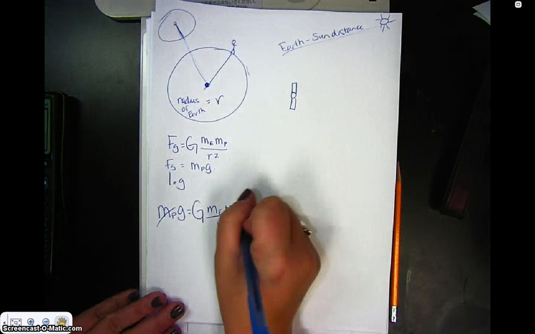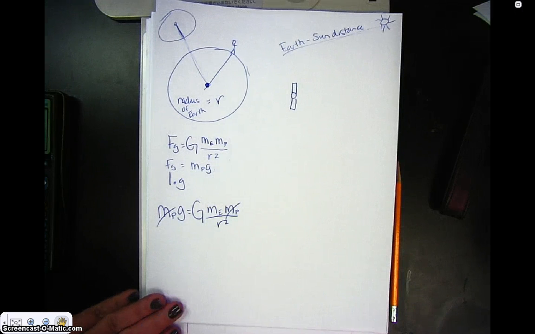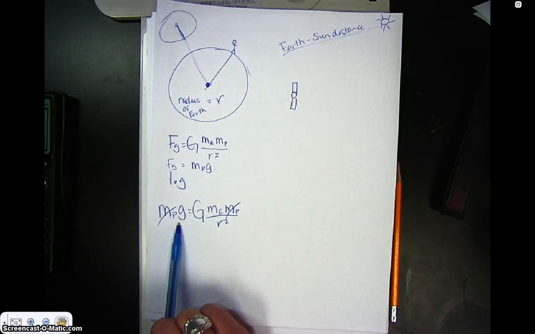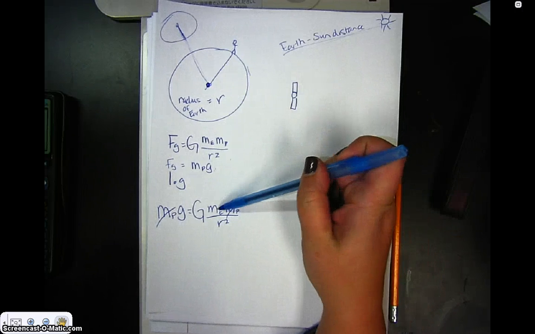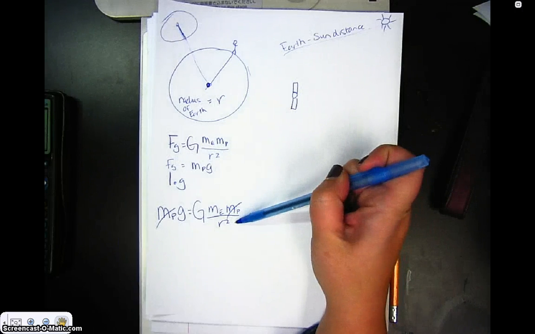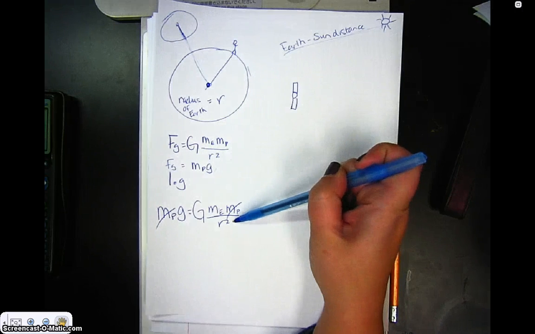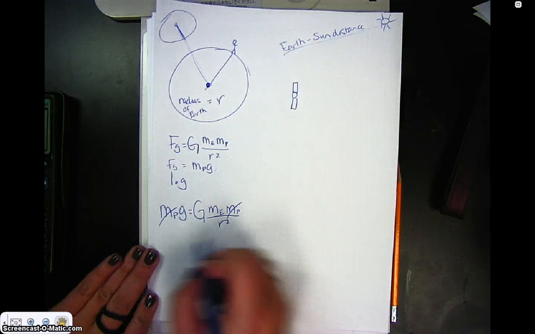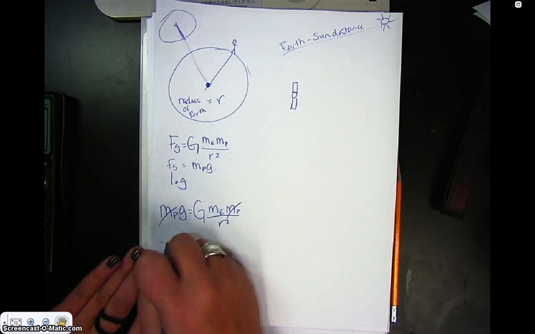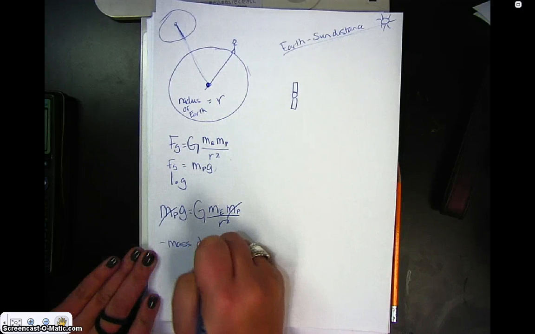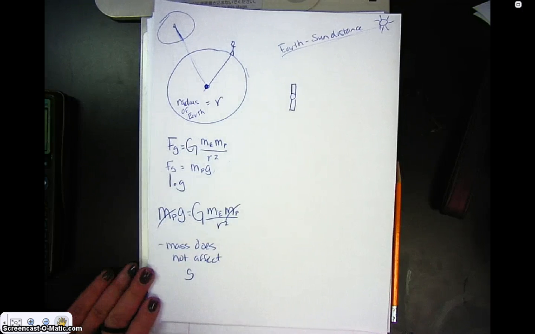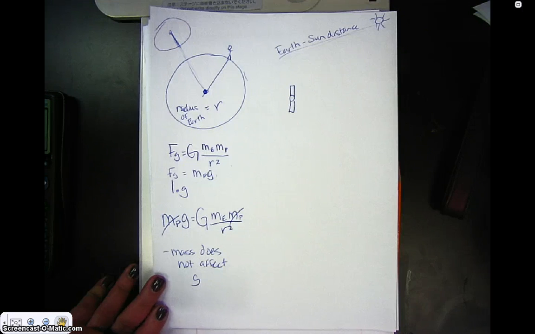Okay. So if we cancel the mass of the person, we can see that the acceleration due to gravity on the surface of the planet is relative to how massive that planet is, and inversely proportional to the radius of the planet squared. This also proves the idea that mass does not affect g. So everything on the planet drops at the same rate.